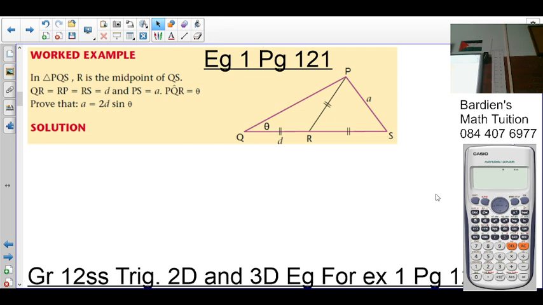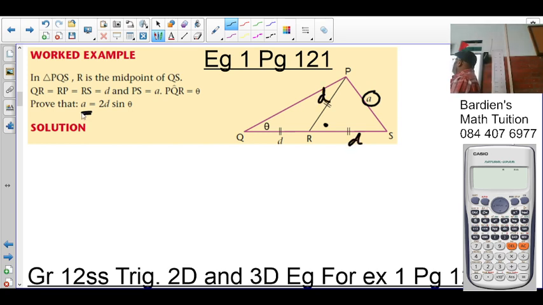The question says prove that A is equal to 2D sine theta. Okay, so as we did in grade 11, we try and start off with that angle, over that length there, A. Okay, so if you look at A is lying there. So we need to know this angle here at least, because we know that is D and that is D.